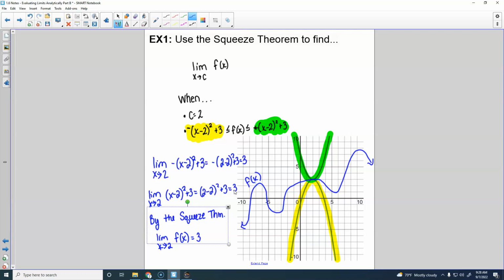You would show that the limit of the bottom function equals a certain number, the limit of the top function equals that same number. So you would say by the squeeze theorem that the middle function has to also equal that. Okay, questions?